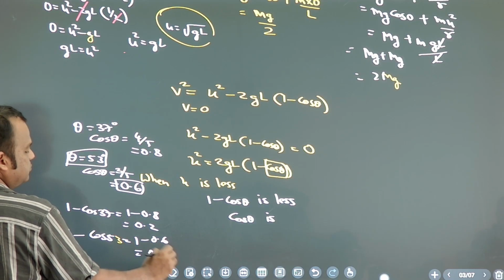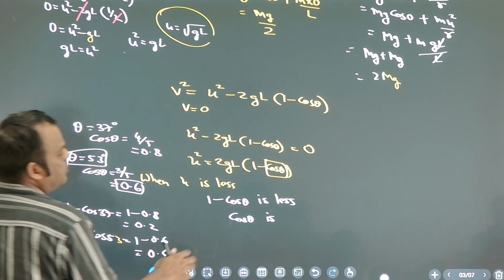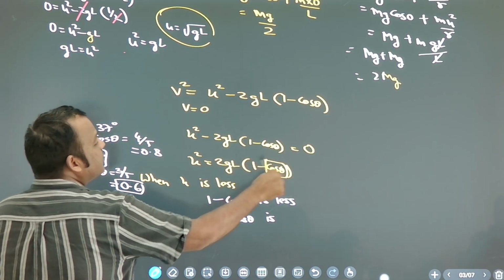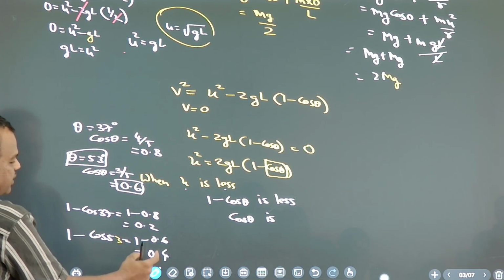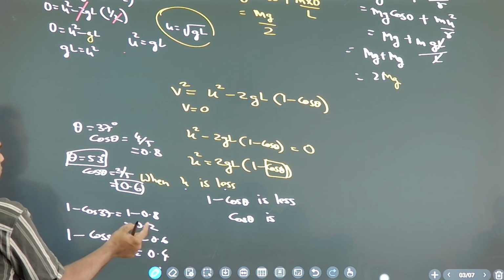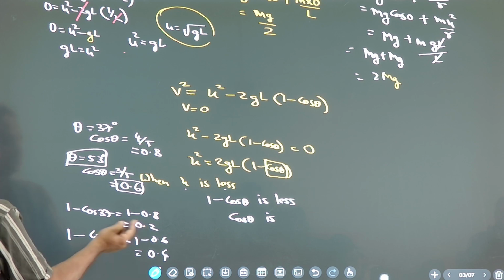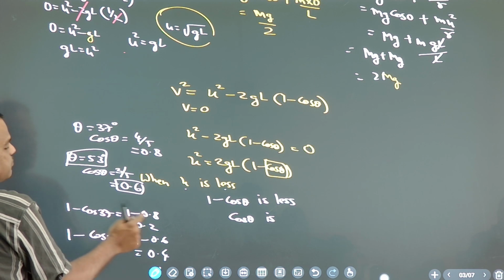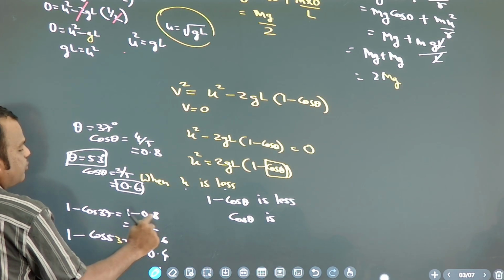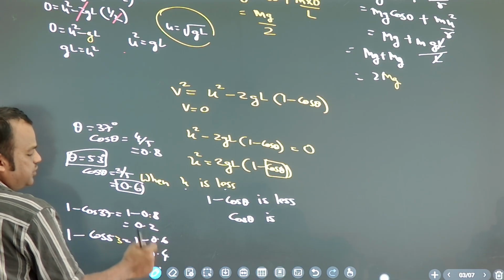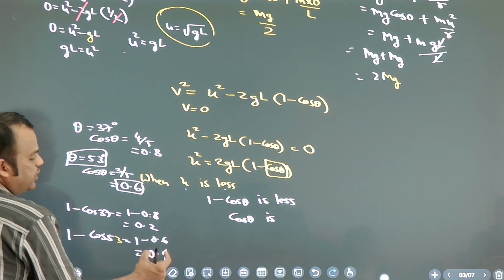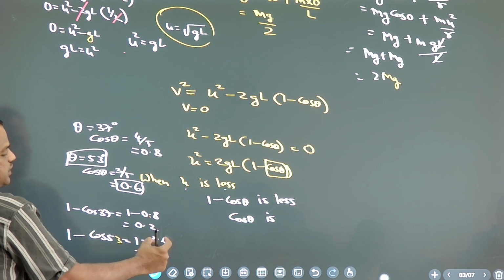0.4. Correct or not? Okay. So when U is less, it means 1 minus cos theta is less. 1 minus cos theta is less means cos theta is more. See, when 1 minus cos theta is 0.2, cos theta is 0.8. Understood? When 1 minus cos theta is 0.4, cos theta is 0.6.